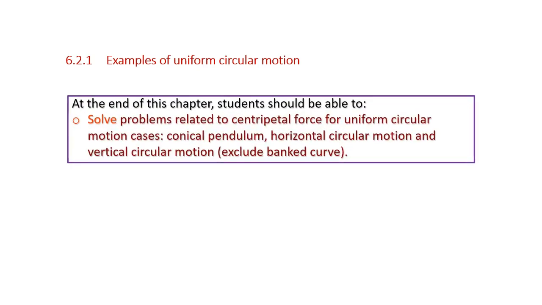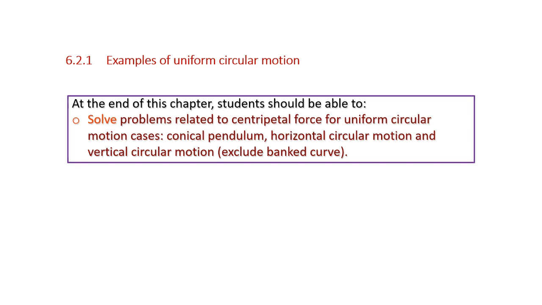Okay, chapter 6, part 2b. This is an example of uniform circular motion. For this subtopic, at the end of the chapter, students should be able to relate the centripetal force for uniform circular motion in the case of a conical pendulum, horizontal circular motion, and vertical circular motion.